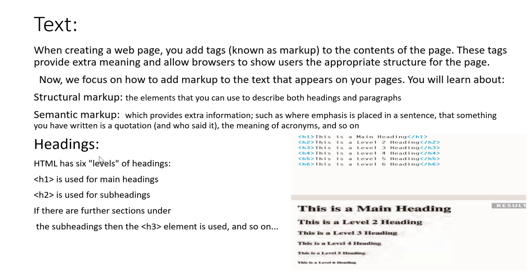Heading is an example of structural markup. HTML has six levels of heading: H1, H2, H3, H4, H5, H6. H1 is used for the main heading, H2 is for subheadings, and if there are further sections, then we will use H3, H4, H5, H6. If you type this heading in the body part, then you will get this. This is the main heading. H1 is the maximum size, then H2, H3, H4, H5, H6.